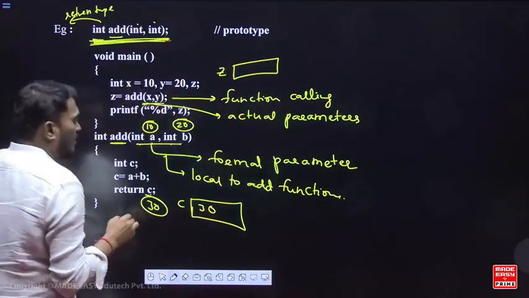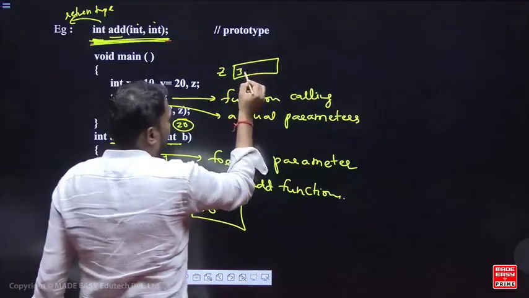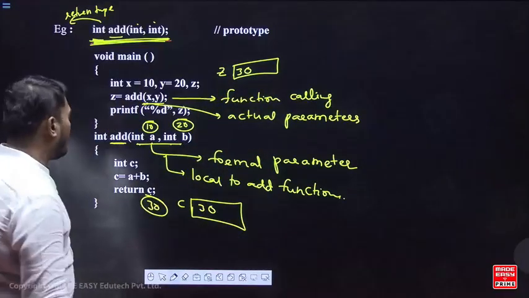So you are having z. That 30 is returned. That 30 will be assigned to what? Variable z. Okay, 30 will be assigned to variable z.